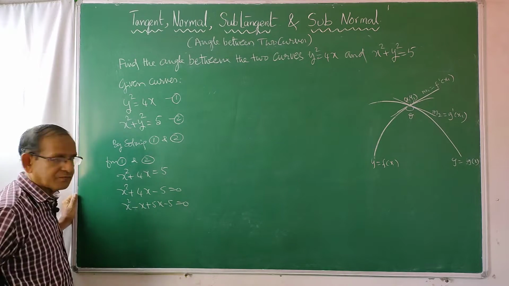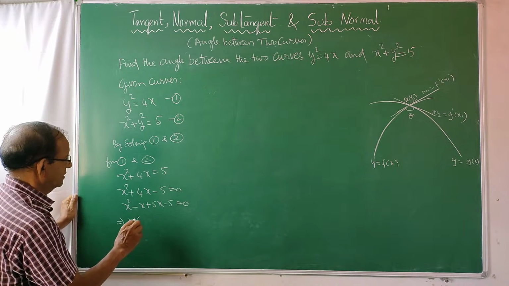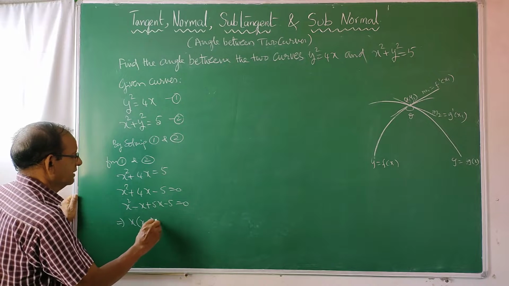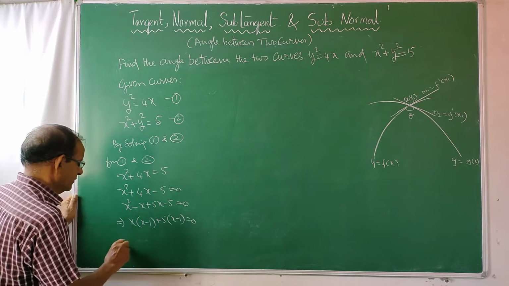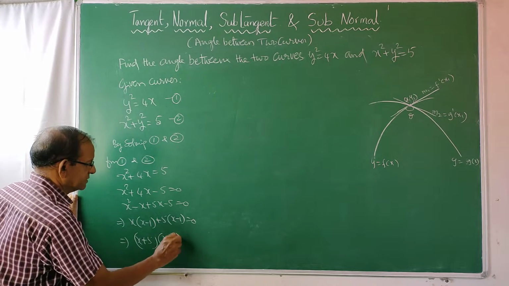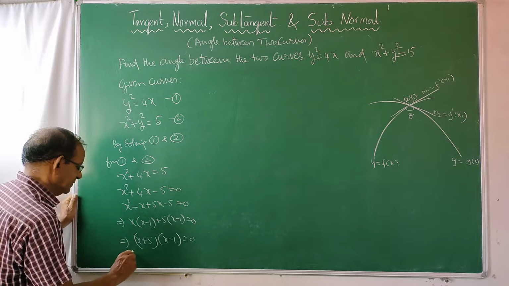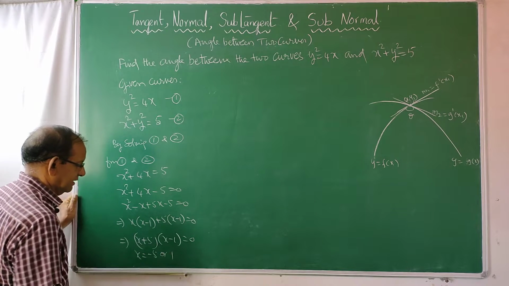5x minus x is 4x. So that implies x into x minus 1 plus 5 into x minus 1 is equal to 0. That is x plus 5 into x minus 1 is equal to 0. So x is equal to minus 5 or 1.